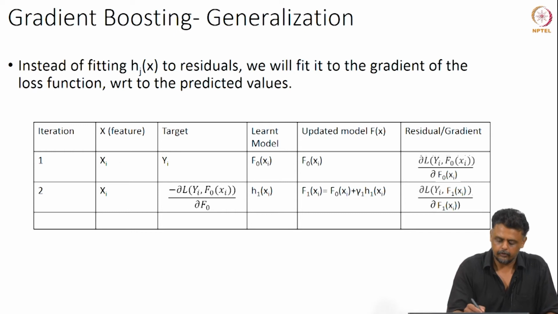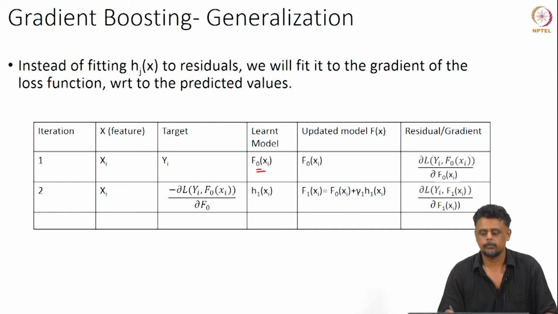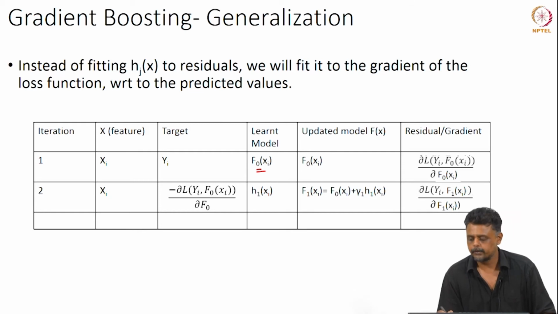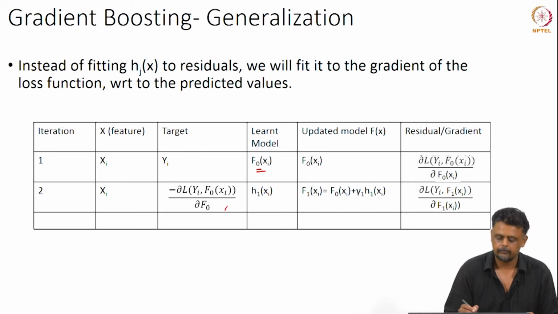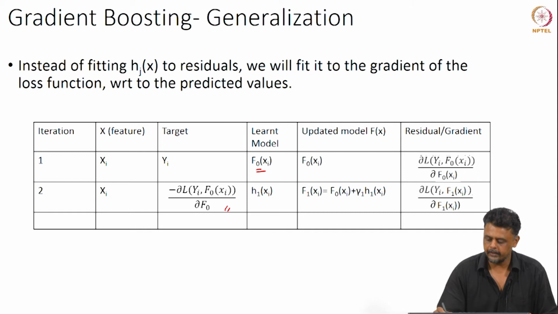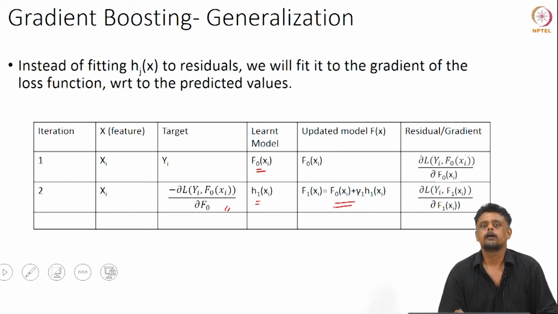So, we have input features and target, and we learn an initial model, which is the mean of all the responses. Then we calculate the gradient of the loss function with respect to our guess from the previous iteration, that is, the gradient of the loss function with respect to the prediction, and that is our target for the second iteration. And as usual we update, using the learnt model H1, which we have fit to the gradient of the loss function with respect to the prediction from the previous iteration, and of course we have this hyperparameter nu1.